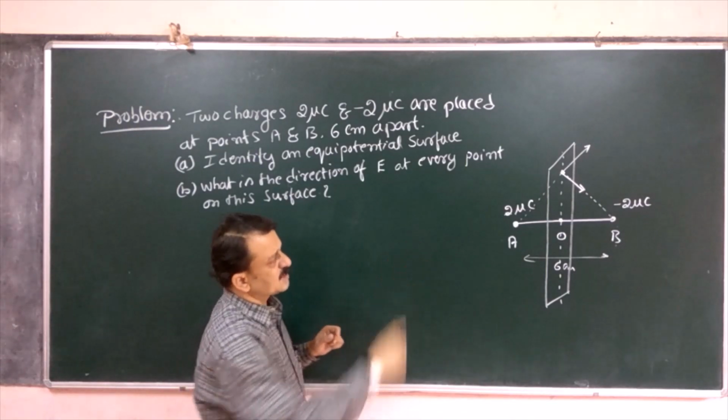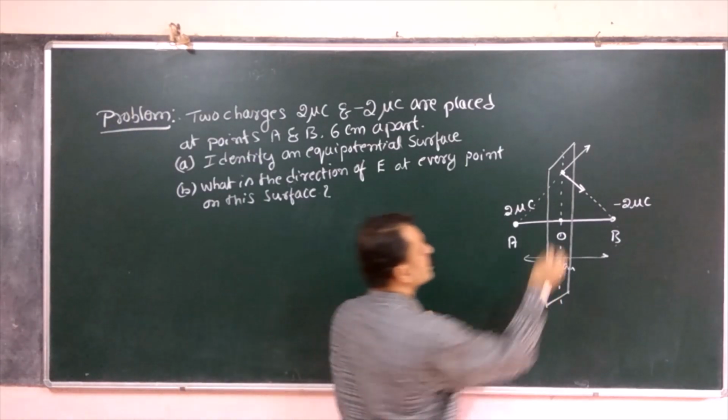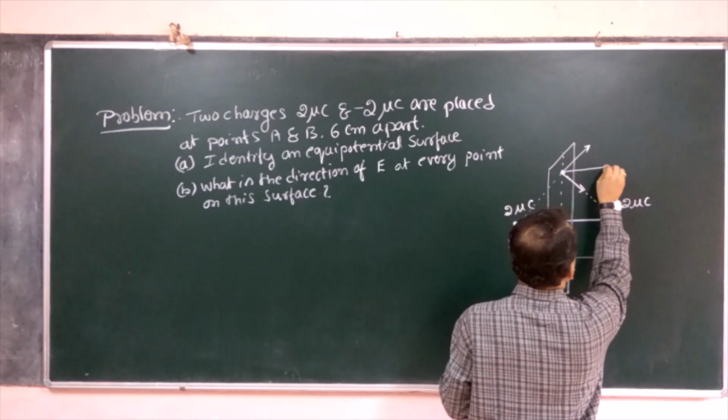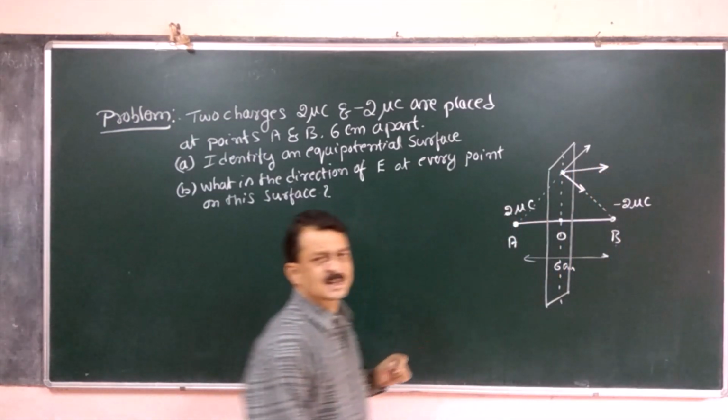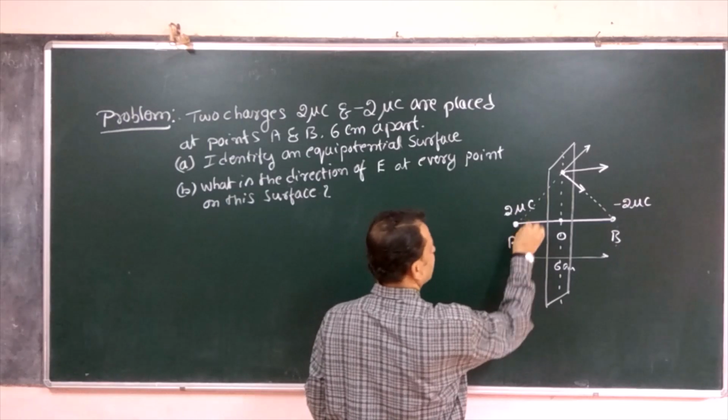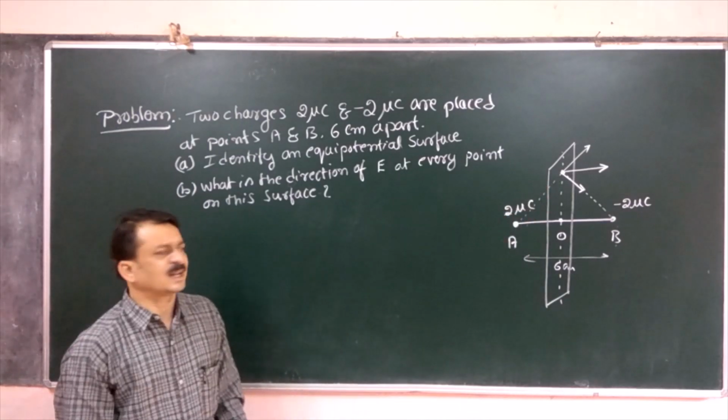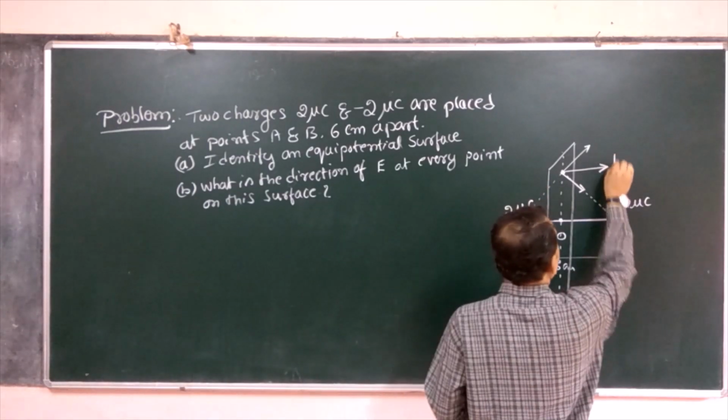Since the two charges are equal in magnitude, therefore their resultant is the bisector. It is a bisector of this angle. ಈ angle ಏನಿರ್ತದೆ ಅದನ್ನ bisector ಆಗಿರ್ತಾನೆ. Now this is the resultant electric field ಆಗಿರ್ತಾನೆ.